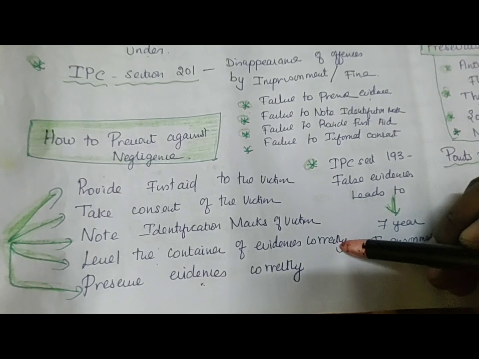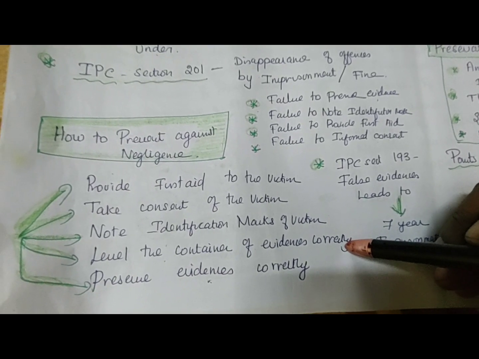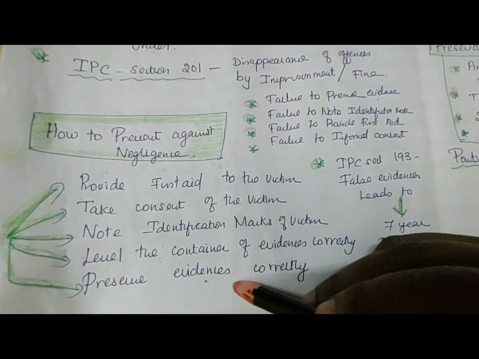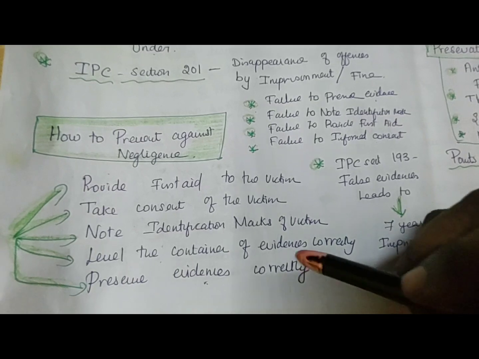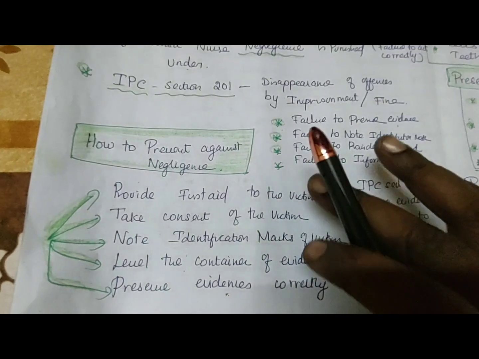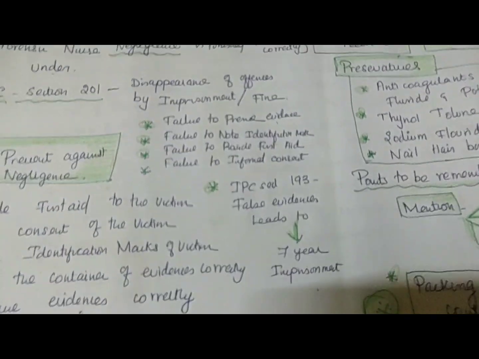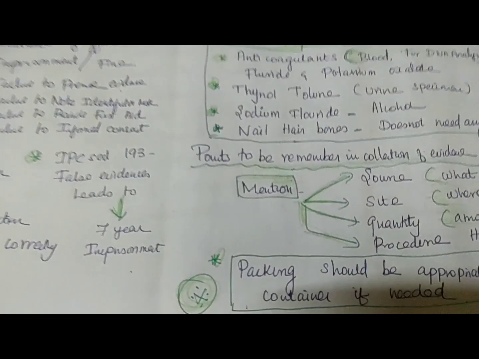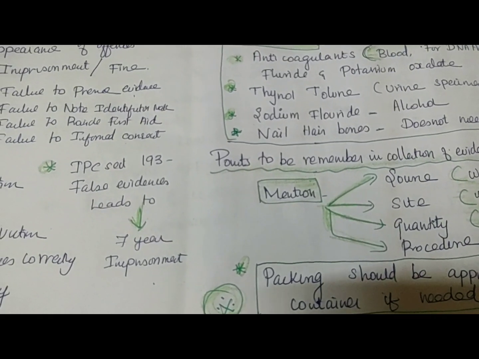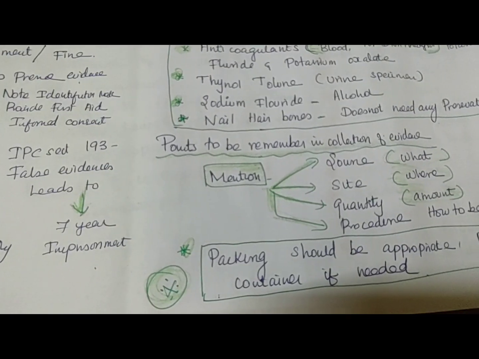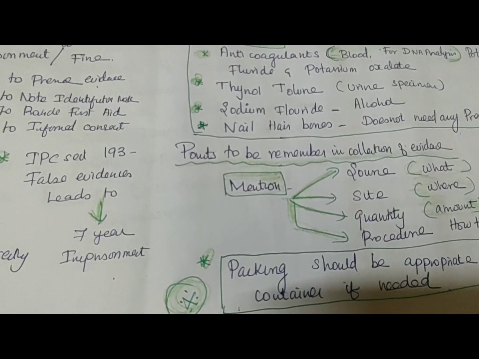Are you following the protocol? If it is blood, what kind of preservatives are you using, what temperature are you maintaining, and preserve the evidence correctly as per the protocol. So all these activities will prevent her from going to jail, or help her correct her behavior. In forensic nursing, her behavior is watched and negligence is punished under Section 201 of the IPC.